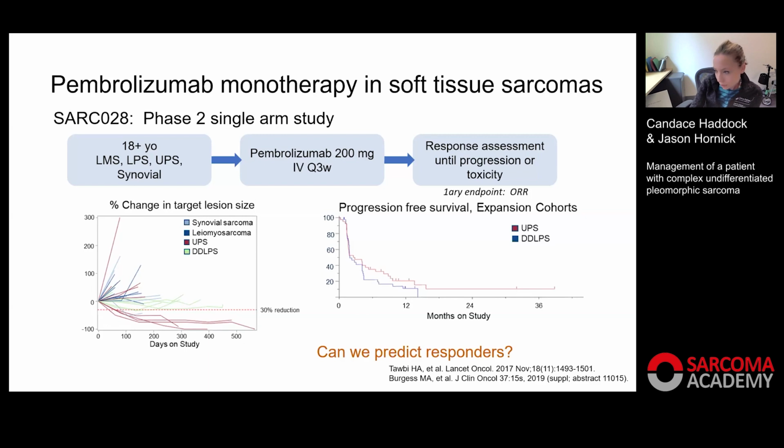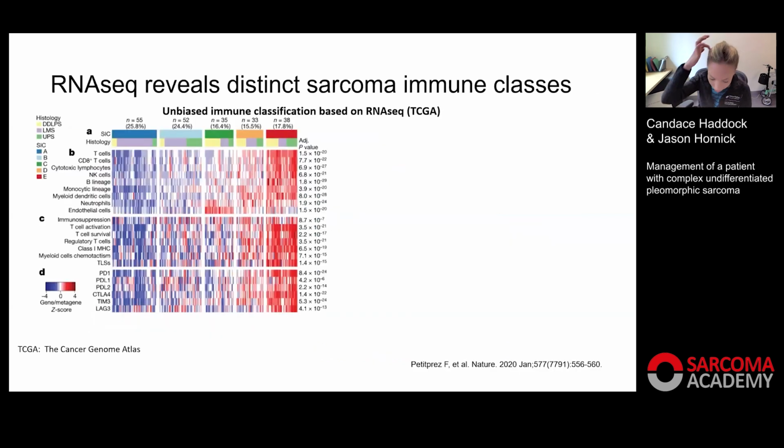But how do we predict responders? Obviously, that's key, because 4 out of 10 isn't 10 out of 10. So how can we do better to select patients? So these are data from the correlative analyses from SARC-28, and this group used TCGA RNA bulk-seq data to cluster sarcomas based on their RNA expression. And you can see that identified 5 different sarcoma immune classes that are shown here. And each one of those classes really did include a lot of different histologies within them. But you can see the one far on the right, which is immune class E, was something special.